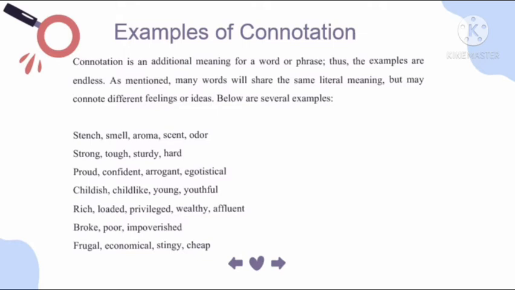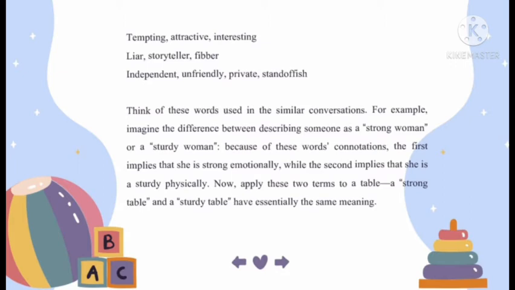Below are several examples: strong, tall, sturdy, hard, proud, confident, arrogant, egotistical, childish, childlike, young, youthful, rich, privileged, wealthy, affluent, broke, poor, impoverished, frugal, economical, stingy, cheap, tempting, attractive, interesting, rare, independent, unfriendly, private, standoffish. Think of these words used in a similar conversation.